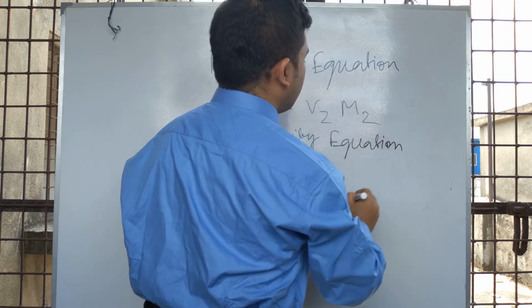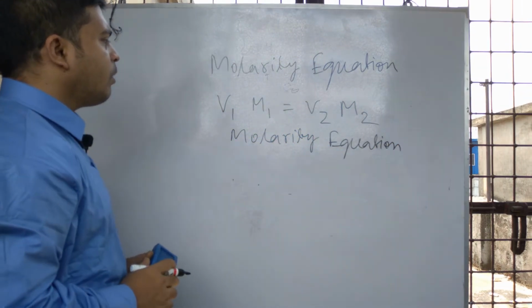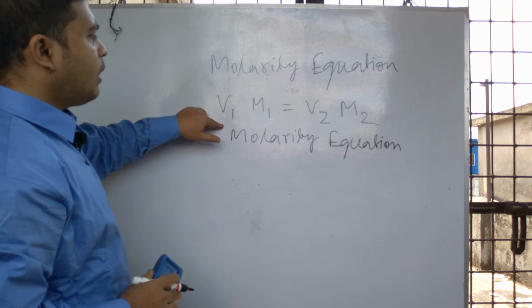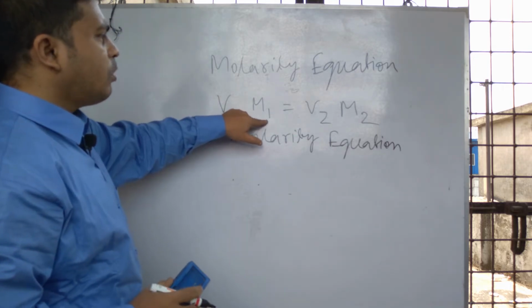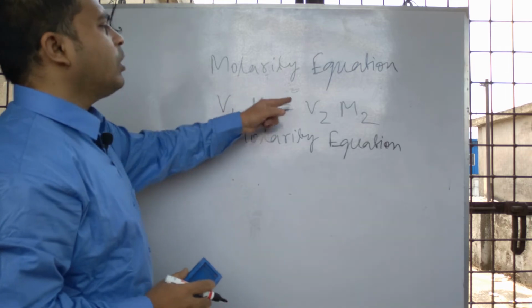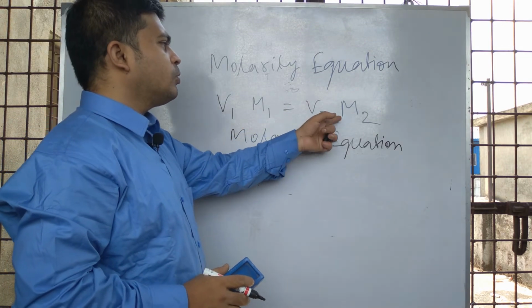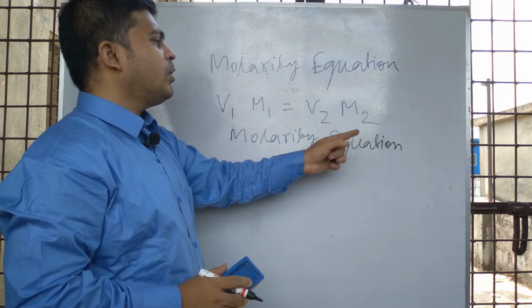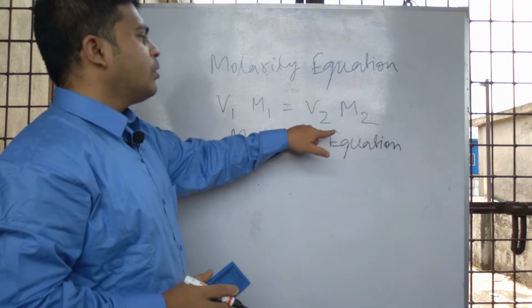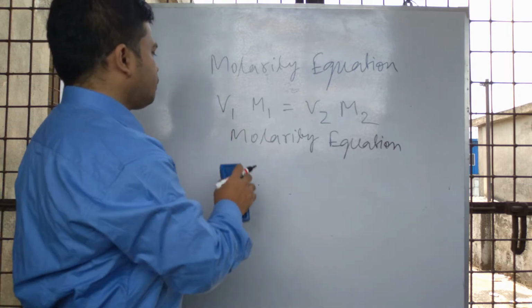This equation is used in titration or in volumetric analysis. V1 and M1 are the volume and molarity of solution 1, which is diluted to solution 2, where the volume becomes V2 and the molarity becomes M2. This equation is called the molarity equation.